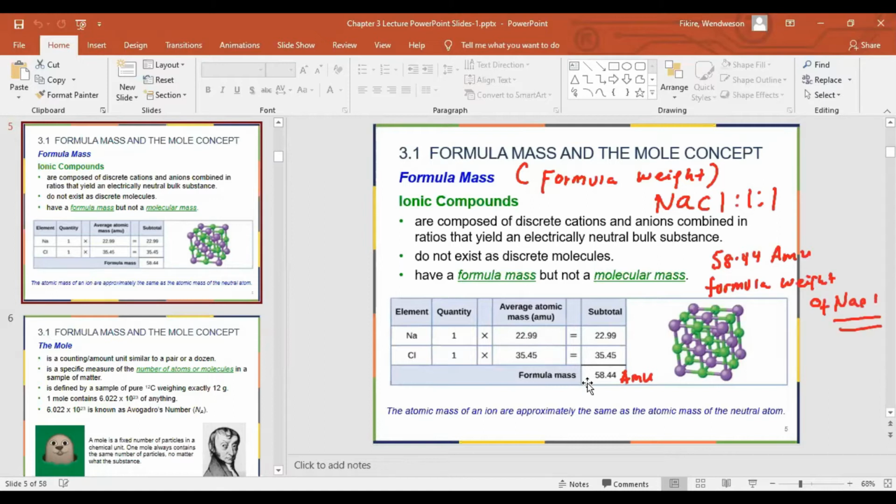So it's now clear what formula weight and molecular weight are, right? We use formula weight for ionic compounds. We use molecular weight for covalent compounds. It's nothing new. It's a matter of terminology, the way we define it.